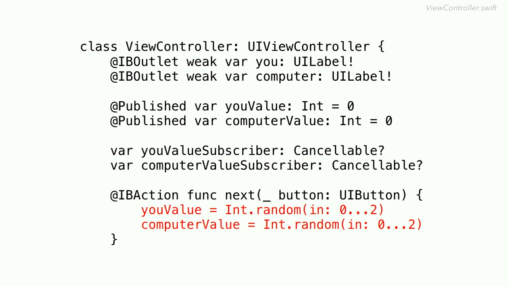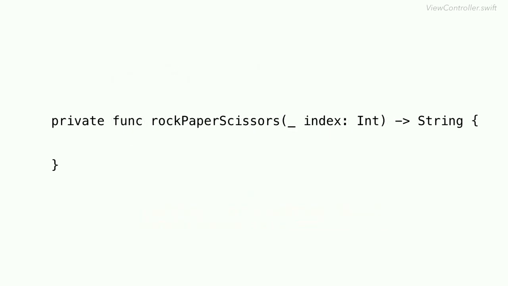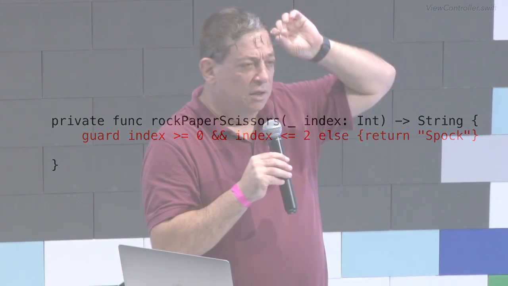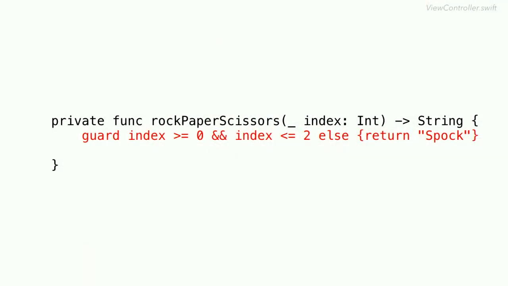So I have this helper function called rockPaperScissors. RockPaperScissors says you rolled 0, 1, or 2, but it also says, I don't trust you. You might have done this wrong, and you might give me a number outside of this, so I'm going to guard against this. How many of you use guard like this? A lot of people use guard let, but never use guard without let. Guard without let is so powerful. And so here's guard without let. It says, make sure that my index is at least 0, and it's no bigger than 2, otherwise return Spock.